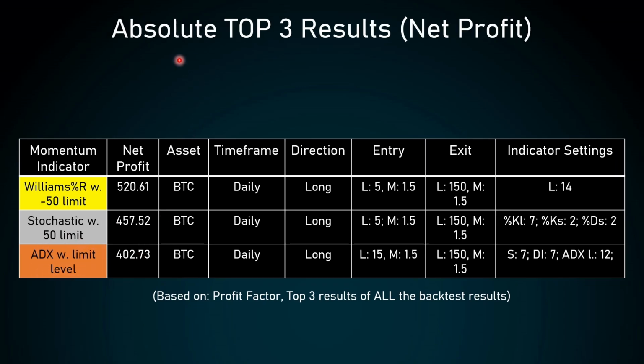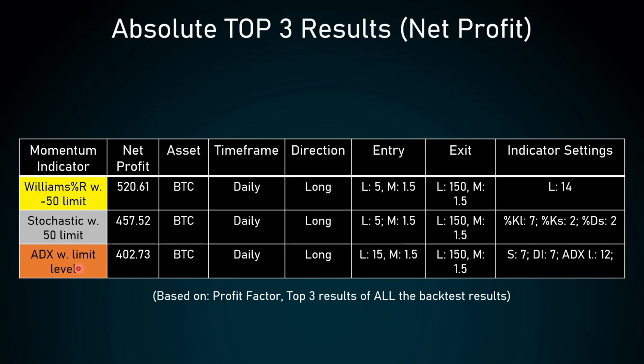Next up, here you can see the absolute top 3 results based on net profit. Here, from the previous spreadsheet, the first place winner got to the second place with a 457% net profit on the BTC daily chart, long only direction. And the second place winner now got to the first place, which is the Williams percentage R with a negative 50 limit, gaining 520% net profit. And on the third place we have the ADX with limit level.